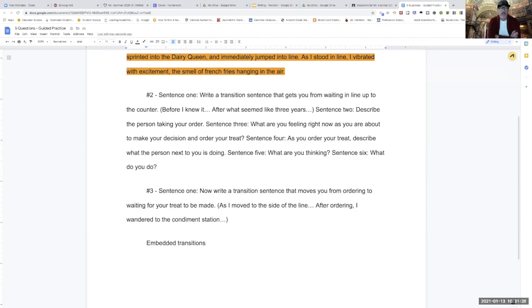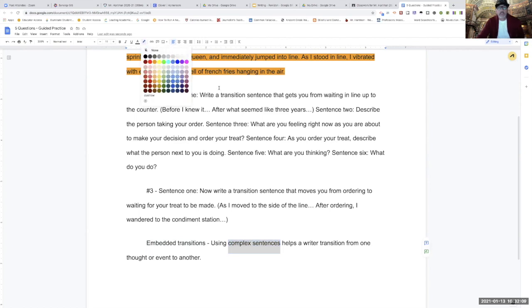It's probably a skill that a lot of even more advanced writers struggle with. And by more advanced, I mean middle school and high school. Embedded transitions is one of those things, when you get that figured out, writing becomes much easier. And we saw today that using complex sentences helps a writer transition from one thought or event to another.